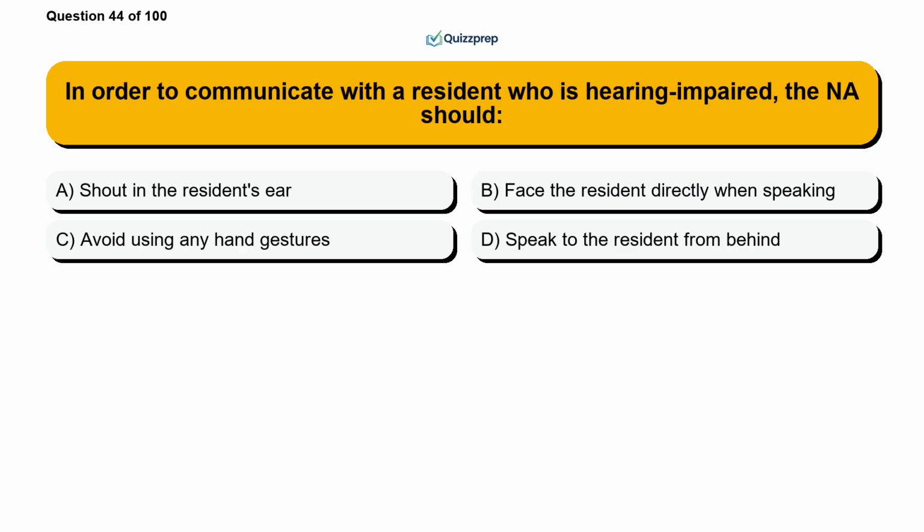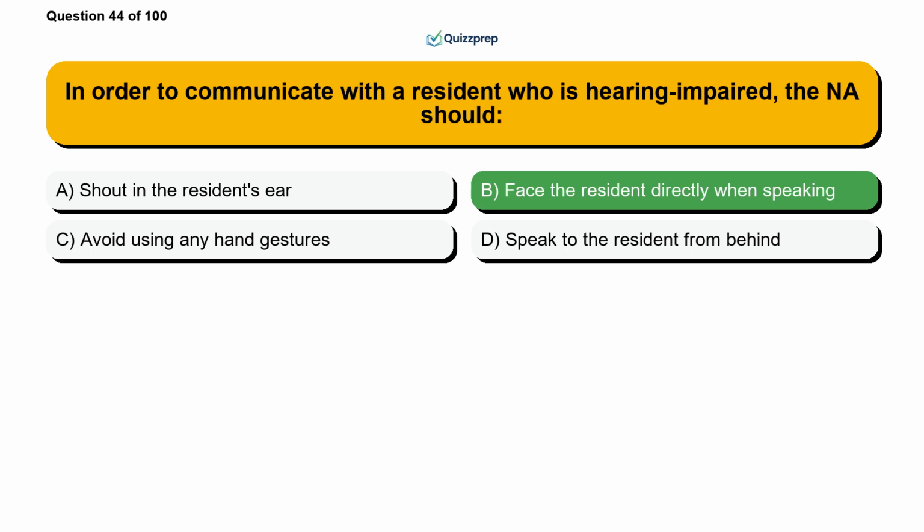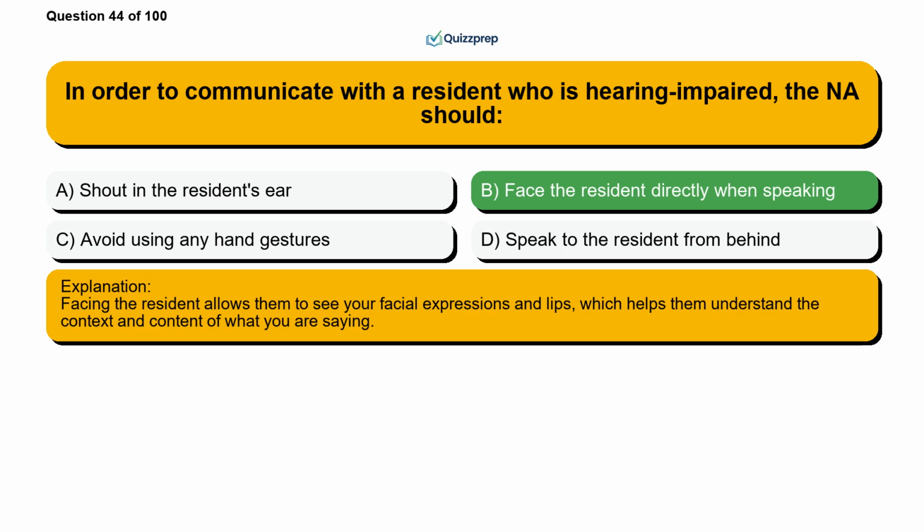Question 44. In order to communicate with a resident who is hearing impaired, the NA should: Option A. Shout in the resident's ear. Option B. Face the resident directly when speaking. Option C. Avoid using any hand gestures. Option D. Speak to the resident from behind. The correct answer is option B. Face the resident directly when speaking. Facing the resident allows them to see your facial expressions and lips, which helps them understand the context and content of what you are saying.